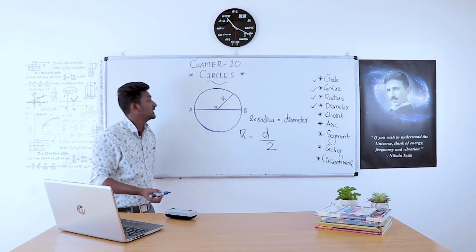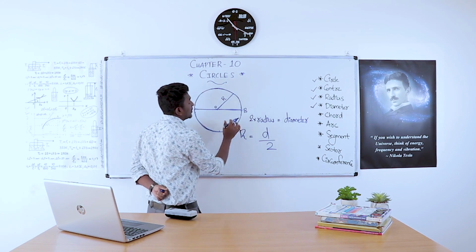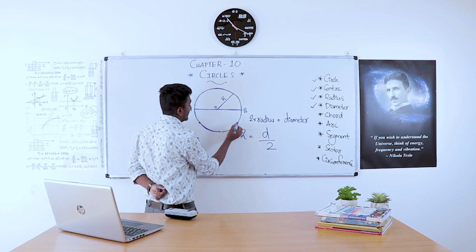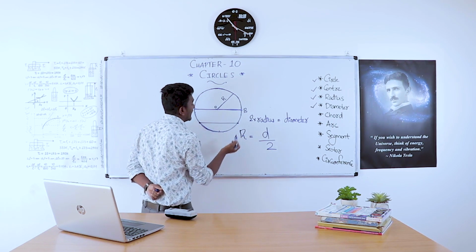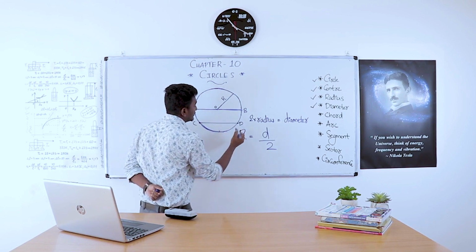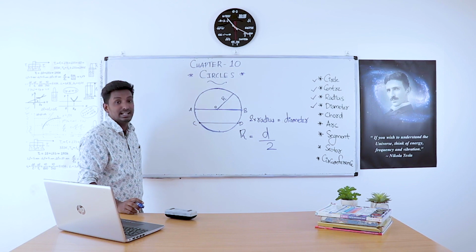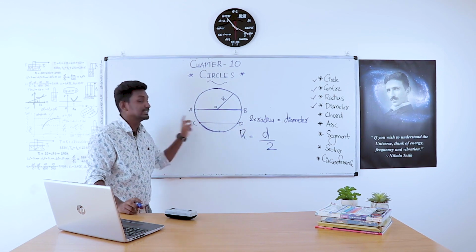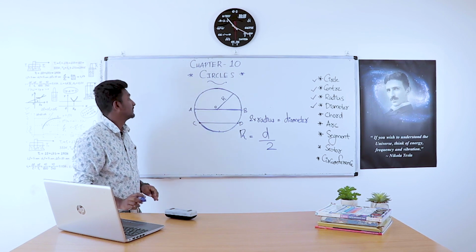Then moving to the next term related to circle, that is a chord. A chord is simply a line connecting any 2 points on the circle. Now look at the line joining C and D. It is 2 points on the circle and CD is the line joining these points. Then CD can be called a chord.